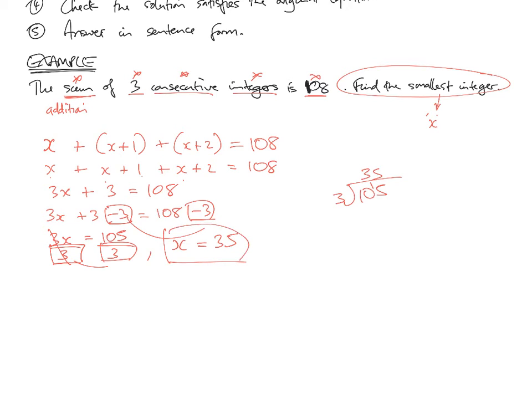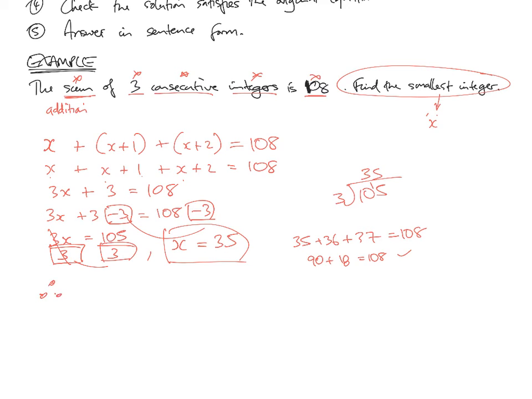Okay, that's my solution. Now, I can't just say that that's the answer. I've still got steps 4 and 5. I need to check that the solution satisfies. So if my smallest integer is 35, the next one is 36, the next one is 37. Did they add up to 108? I can do it in my head. 30 plus 30 plus 30, 90, plus 5 plus 6 is 11, plus 7, 18. 90 plus 18 is 108. That's correct.